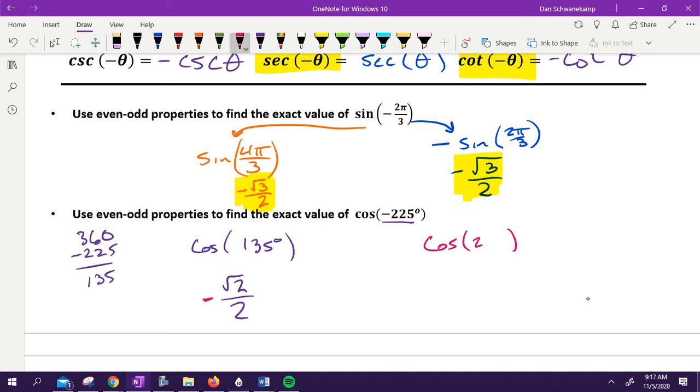Cosine of 225. I'm in the third quadrant, right down here. It is going to be the same thing, negative radical 2 over 2. Both ways get me the same answer. It's just a matter of understanding where they came from. Questions with that?